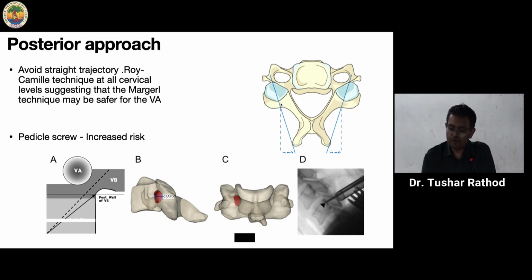For a V2 segment, with posterior instrumentation, we commonly use a lateral mass screw, and we all know we want to direct the lateral mass screw outward, because if you direct it straight on, you have a chance of causing a vertebral artery injury. And that is the disadvantage of the Roy-Camille over the Magerl technique.